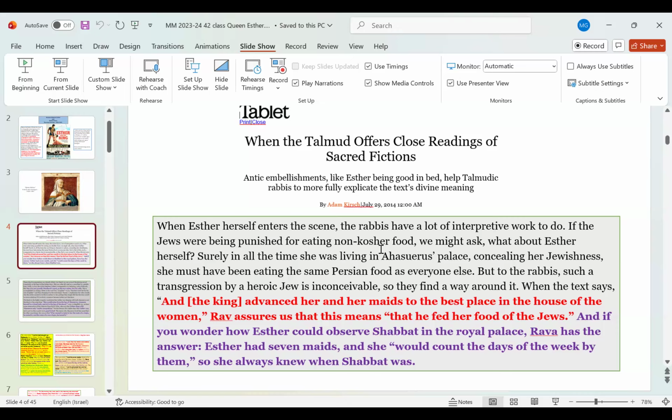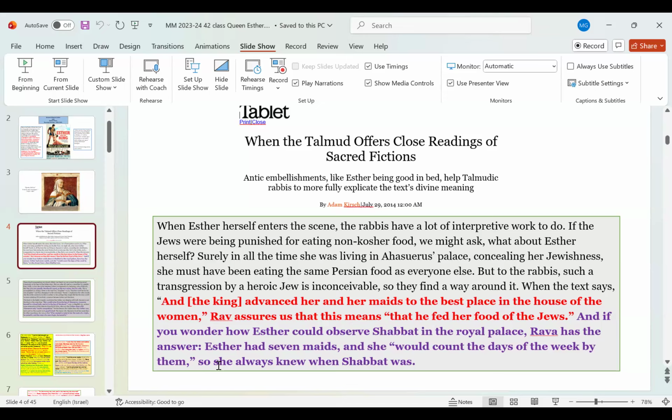If Jews are punished for eating non-kosher food, then what about Esther? Surely she was living in Ahasuerus' palace, concealing her Jewishness. She must have been eating the same Persian food as everyone else. But they say that the king advanced her and her maids to the best place in the house of the women, which Rav, one of the rabbis, assures us means he fed her food of the Jews. And this is even better.